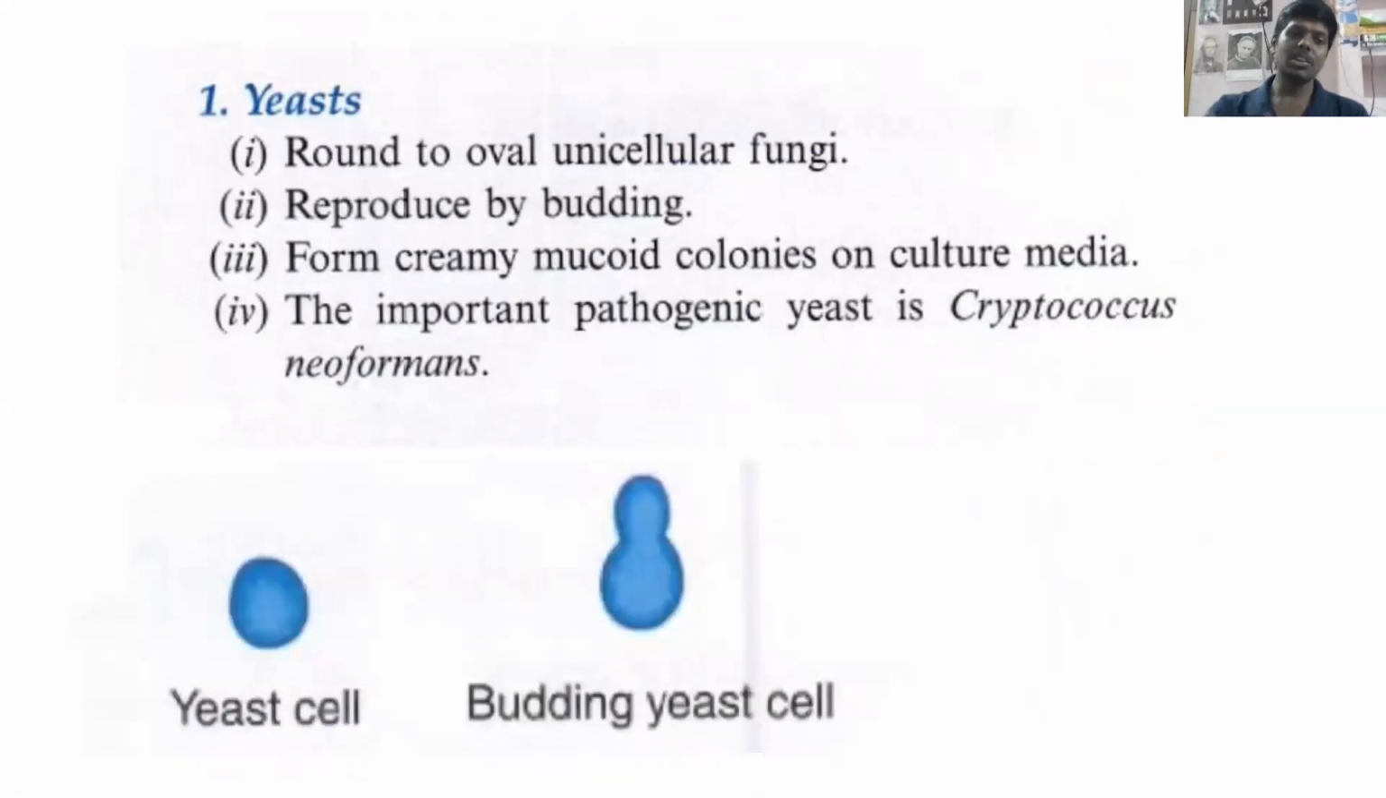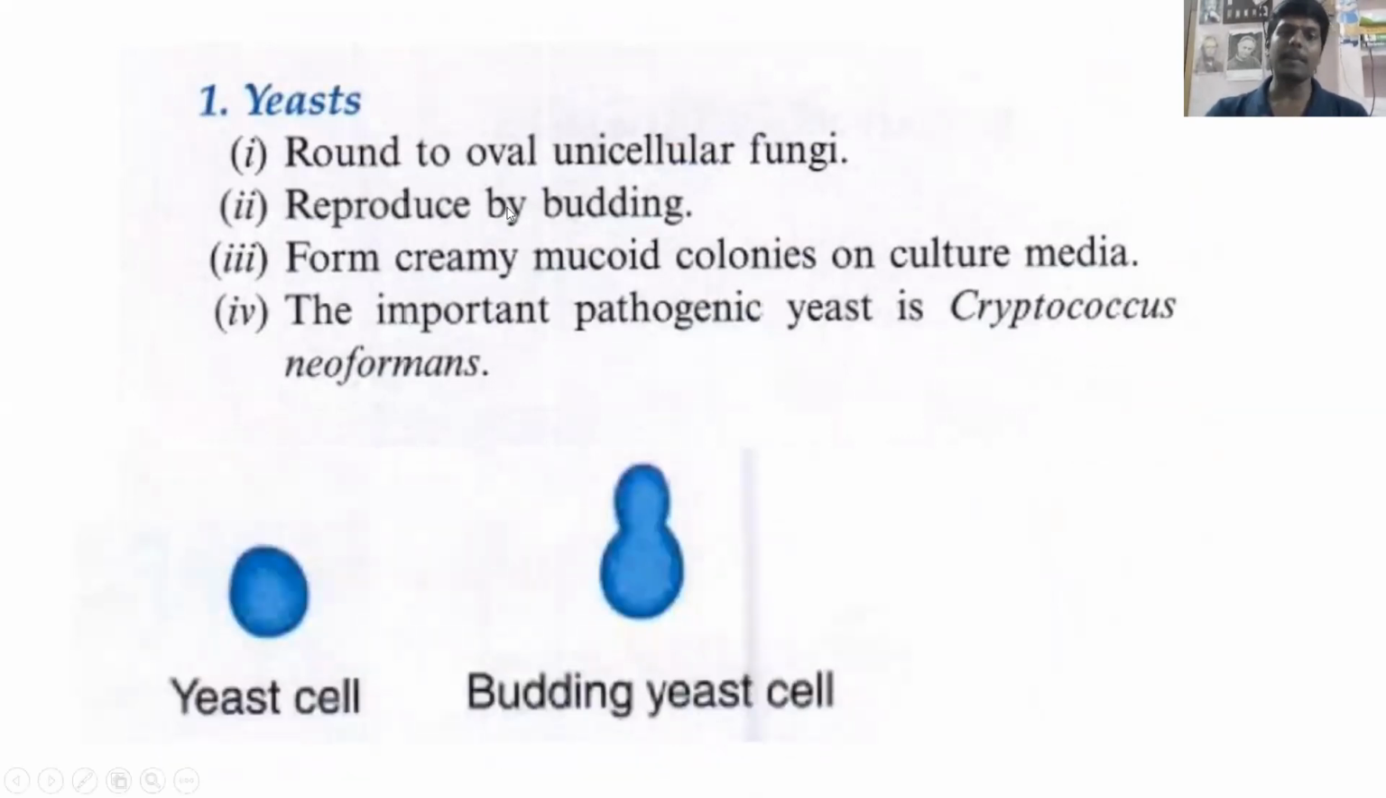This is the yeast cell, and it reproduces by budding, meaning it will form a small nodule, and this nodule will become larger and split into two separate yeast cells. This form of reproduction is called budding. So your yeasts will reproduce by budding.